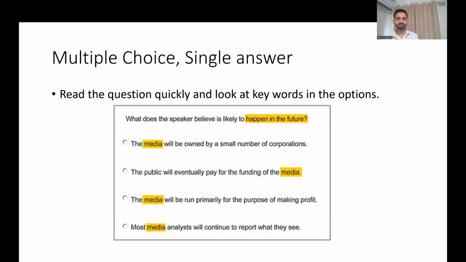What does the speaker believe is likely to happen in the future? So what I will be paying attention to is what is likely to happen in the future according to the speaker. My focus should be on the future. Okay, options, and if I quickly look at the options, I see media everywhere. I'm not going to read the options because I wouldn't have time, but I feel that I'm going to be listening about media, right? So what will happen in the future in terms of media? So the first option is the media will be owned by a small number of corporations.